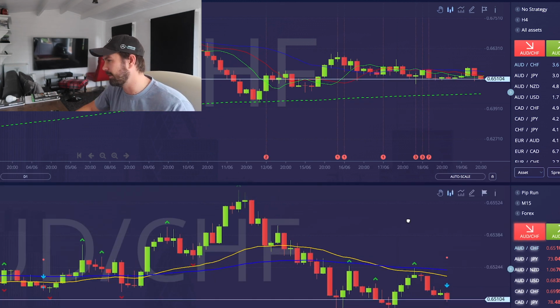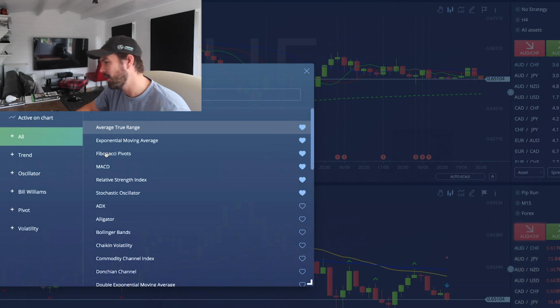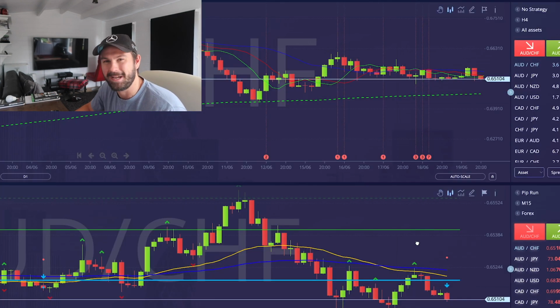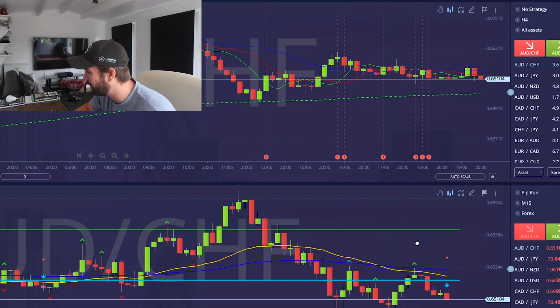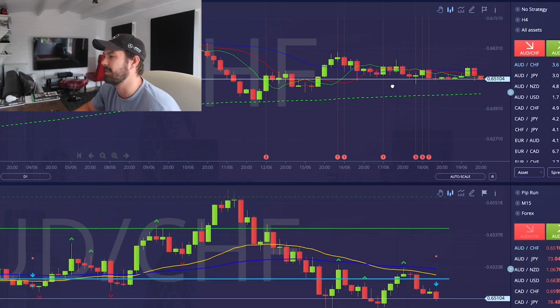And what I also like to do is add my Fibonacci pivots. You know I like the Fibonacci pivots. It makes things clean and easy to see. I understand where my daily pivot point is. Things could get sexy.